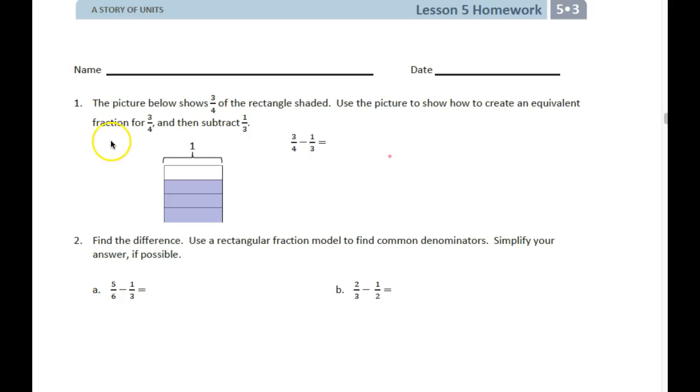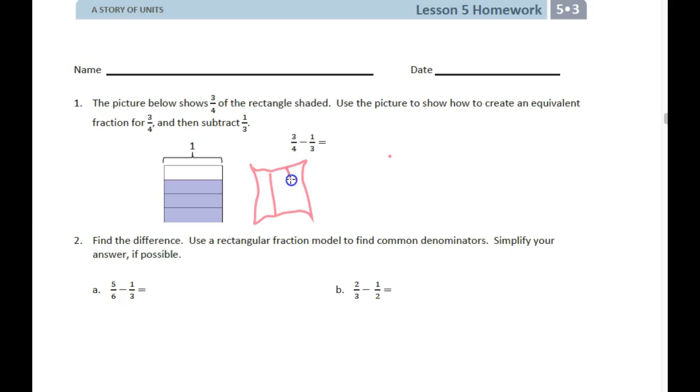Here's what we've got on our first one. This picture right here shows 3/4 of a rectangle shaded. And then it says to use that picture to show how to create an equivalent fraction for 3/4 and then to take away 1/3. So here's my little messy drawing. We're going to be taking away 1/3.